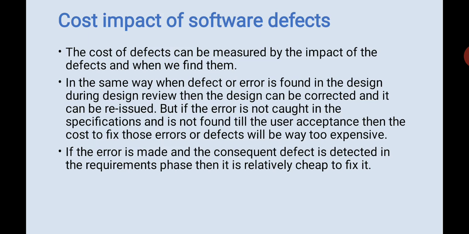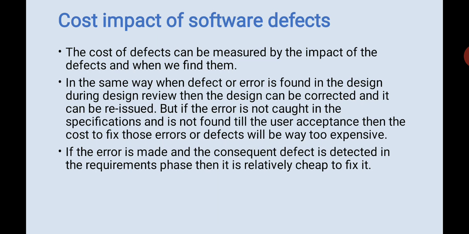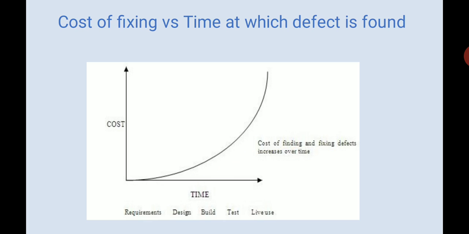So if the error is made and consequent defect is detected in the requirement phase, then it is relatively cheap to fix it, right? So any error in the starting stage is really easier, but in the later stages it becomes difficult. And see, this is how it happens. The cost is on one axis and time is on the other. Time means as your SDLC model processes. So you have requirement, design, build, test, and live use. So as you go on finding the error in the later stages, that cost escalates, right?